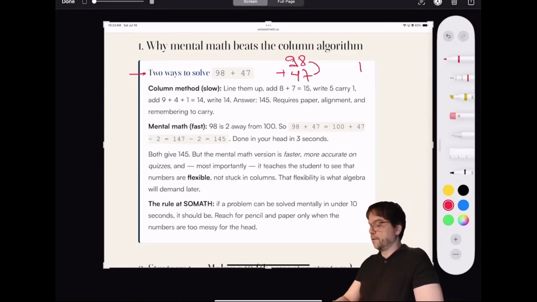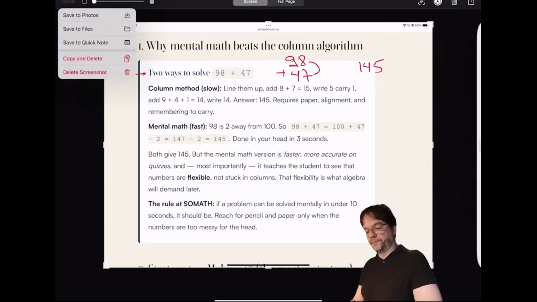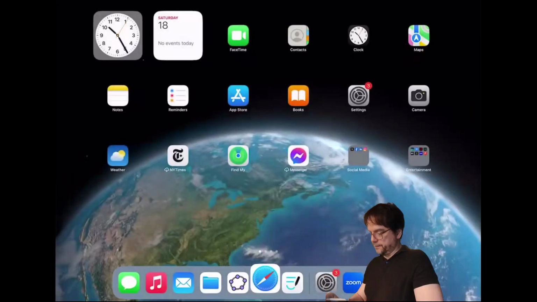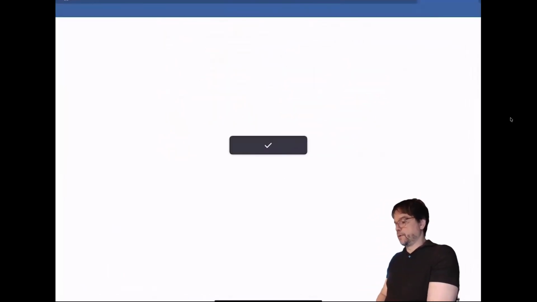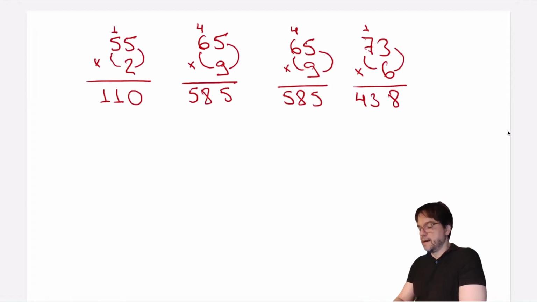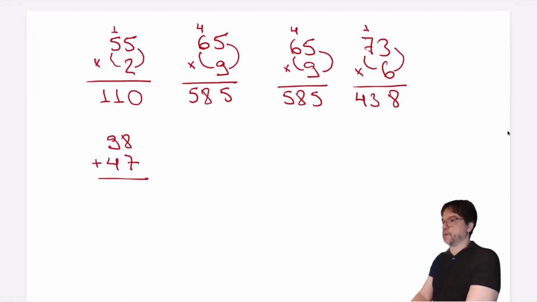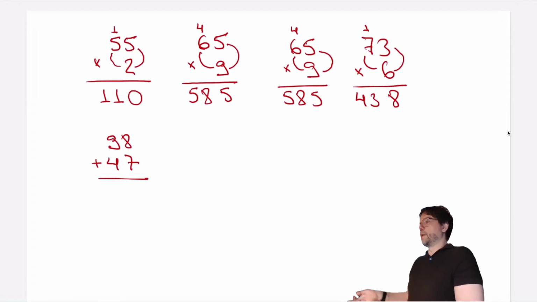Okay, but did you notice how much time you took? A long time. So, open another paper here, so we have more space. And we are trying to do 98 plus 47. Do you agree, Ford? You took like 1 minute 15 seconds, 1 minute and a half.